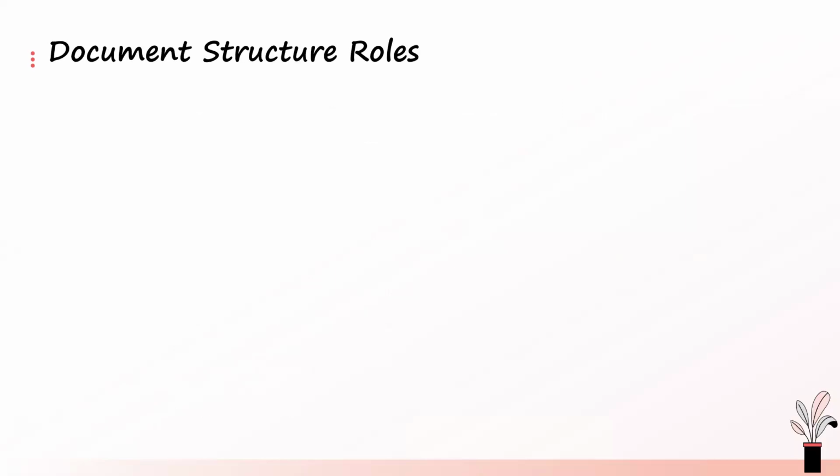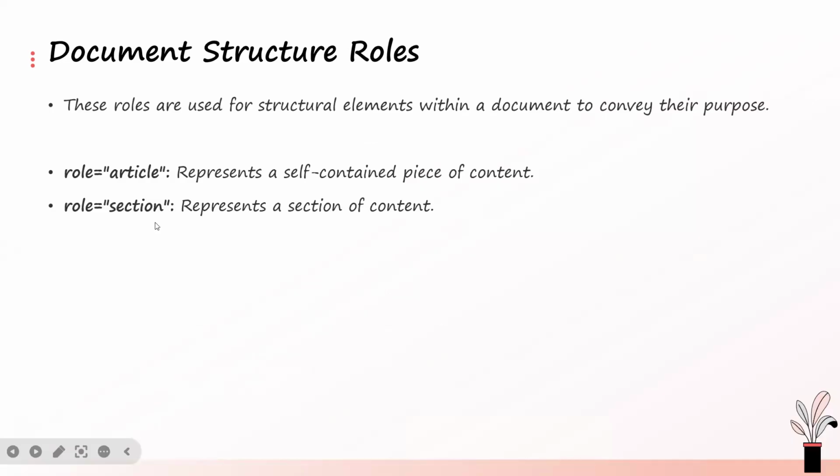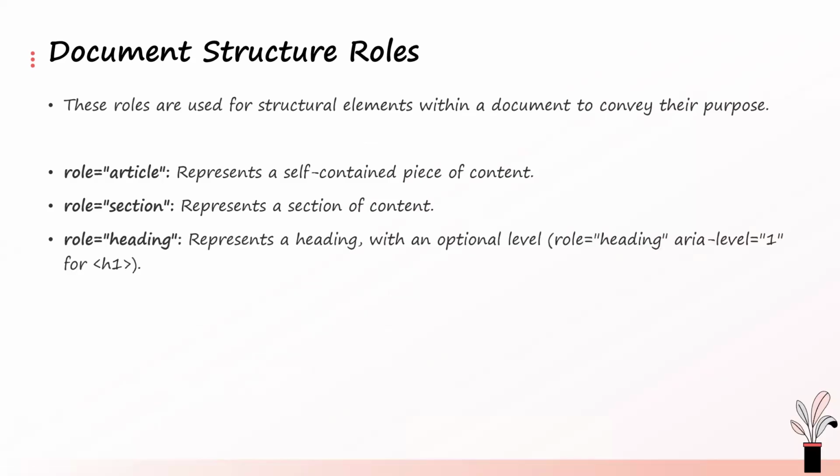Now, we also have document structure roles. These roles are used for structural elements within a document to convey their purpose. When you have something like article, it represents a self-contained piece of content. That article element that we have, the role article is for it. We have section elements, so the role section is for it. You already know these things. We have the role heading. Now, this represents a heading like H1, H2, through H6, with an optional level. So you say role heading, and it's going to be an H1 through H6.